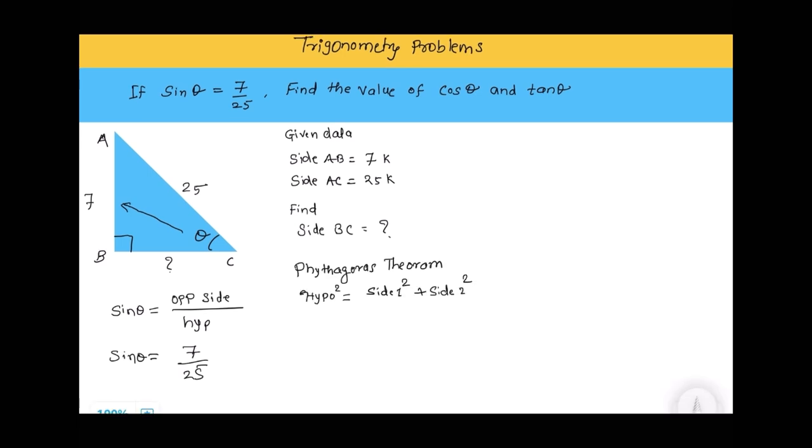We will take help of Pythagoras theorem to solve this problem. Why? Because we have two sides of a right angle triangle and we need to find the third side, which can be found by applying Pythagoras theorem. As per Pythagoras theorem, hypotenuse square is equal to side 1 square plus side 2 square. Just applying values, hypotenuse is 25k, so (25k) square is equal to one side which we know, (7k) square, plus BC, the other side, square.